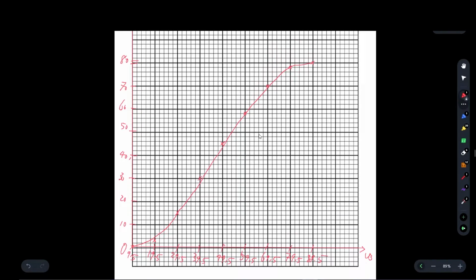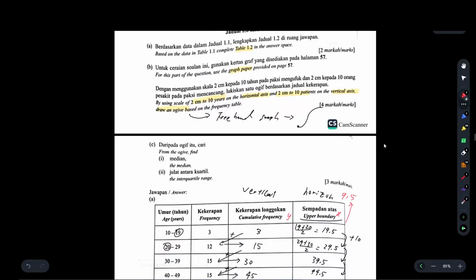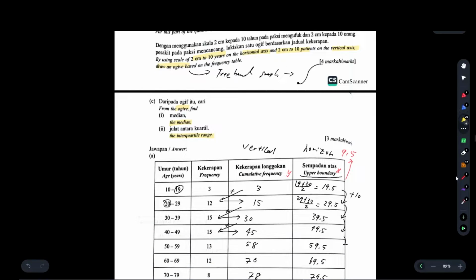After a few tries, this is kind of hard when I'm using a drawing tablet. It's easier for me to draw it on paper. Okay, so from the ogive graph, we need to find the median and the interquartile range.